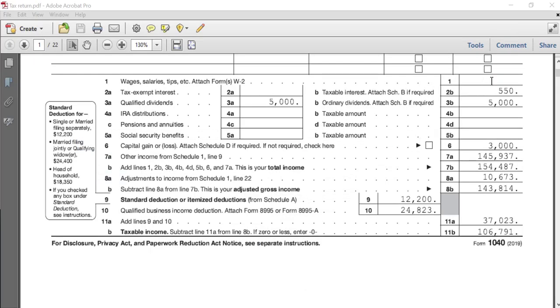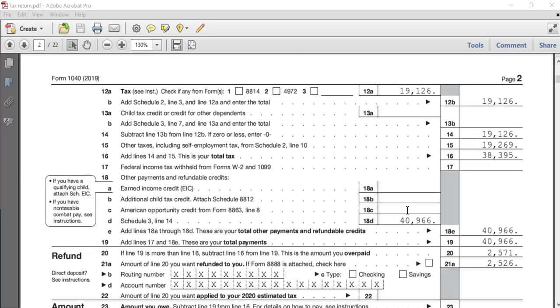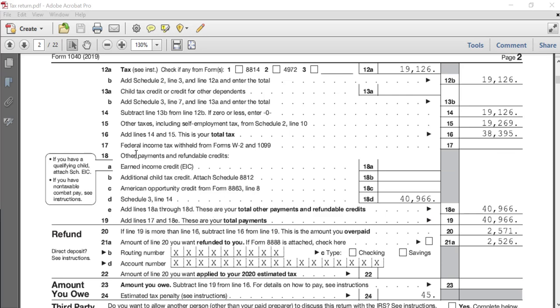So line 1 right here is the box 1 that we just looked at, and then if you go to the second page where we have the taxes and the payments and that sort of thing, other payments, federal income tax right here, line 17, federal income tax withheld, that's where his withholdings would go. But like I said, he doesn't have a W-2. I just wanted to go over that really quickly because that's obviously a very common thing to have on your tax return.